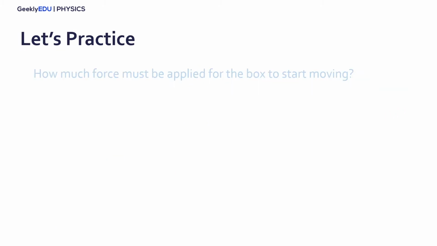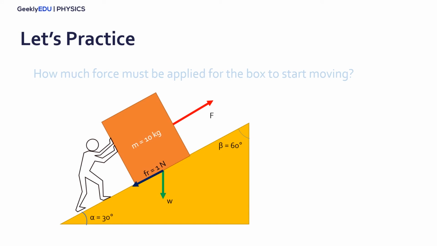Okay, let's practice using this example here. We have that man trying to push the box up on this ramp. The mass of the box is 10 kilograms and the friction force is 1 newton. Also, the angle of the ramp is 30 degrees. So how much force must be applied for the box to start moving up?